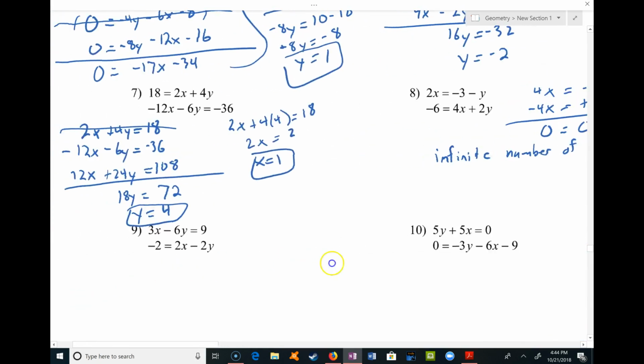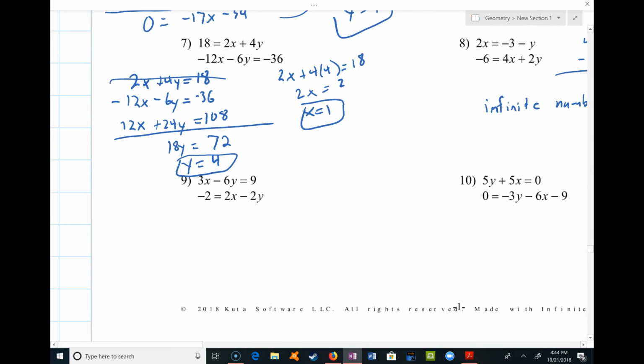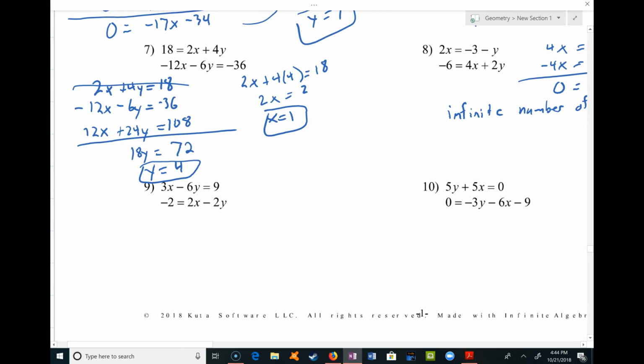Okay. All right. Here we go over here. 3x minus 6y equals 9. -2 equals 6x minus 2y. Well, 6 is 3 times as big as 2. So that's probably what I'm going to do, multiply this bottom one by 3. And we'll flip it around. So I'm going to have 3x minus 6y equals 9. That's the top equation. Then if I flip the bottom equation around and multiply by 3, that would be 6x minus 6y is equal to negative 6.